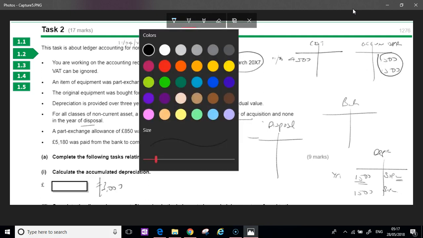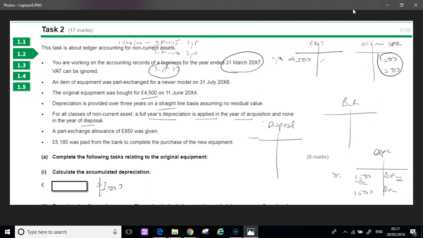Now let's dispose of this thing. And just use a different color. So we're disposing of this thing. 4,500 has to come out of the cost account and come to the disposal. That's the cost, right? And the 3,000 comes out of the accumulated depreciation into the disposal, 3,000. So this thing is no longer in our statement of financial position. We're clean now. Nothing. It's gone.